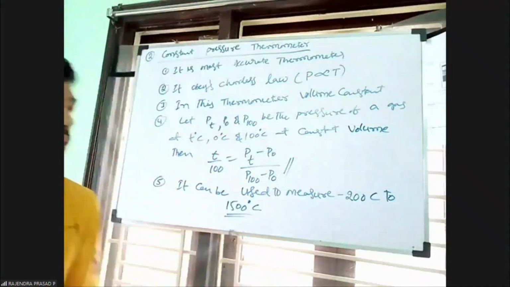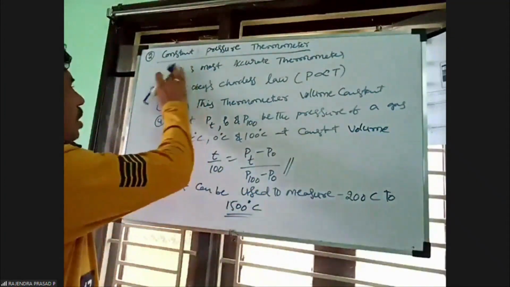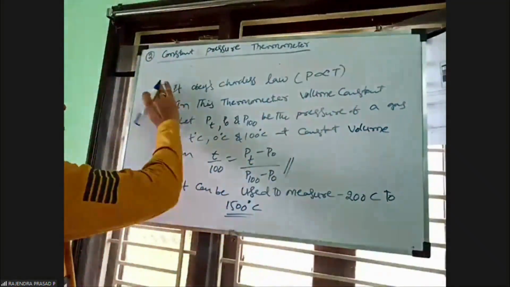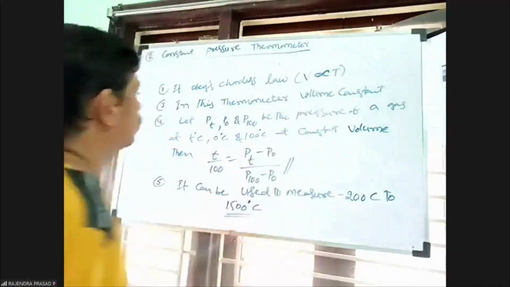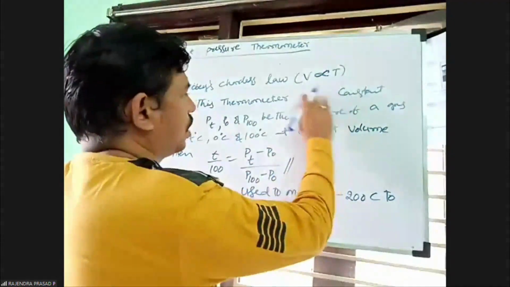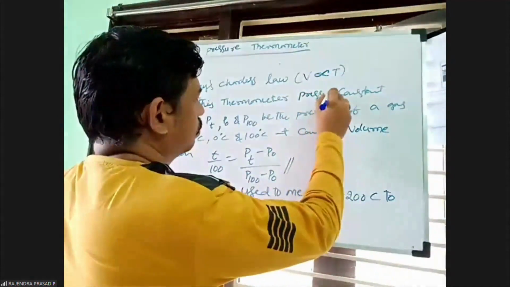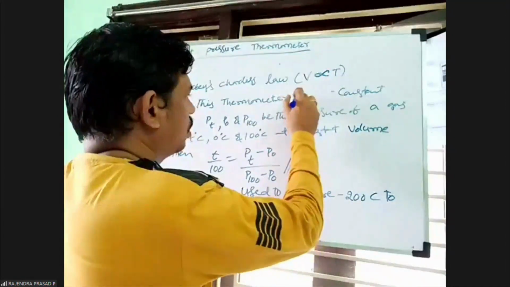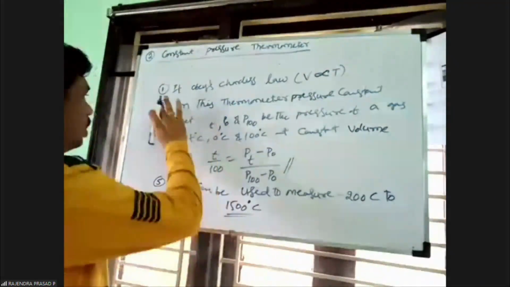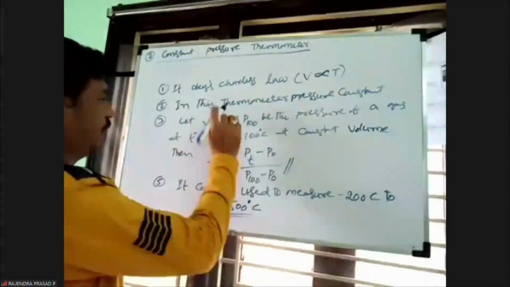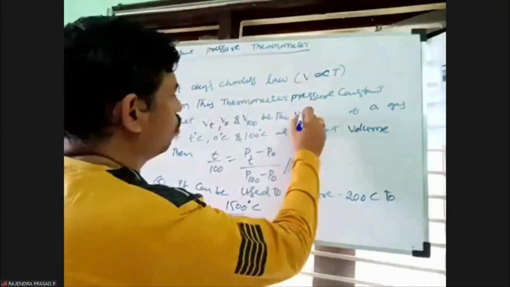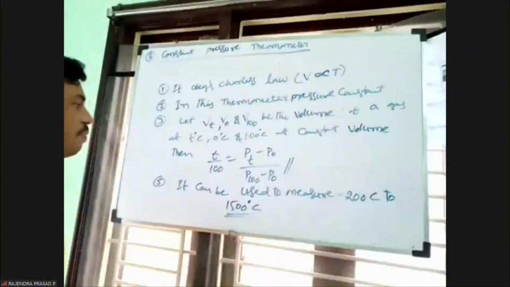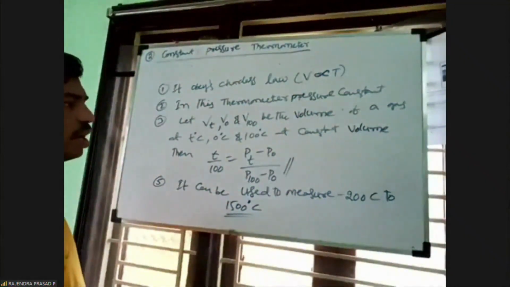Constant pressure thermometer. This is the first point: V is proportional to T, with the pressure constant. This is Gay-Lussac's law. V_T is the volume of a gas at T degrees C at constant pressure.